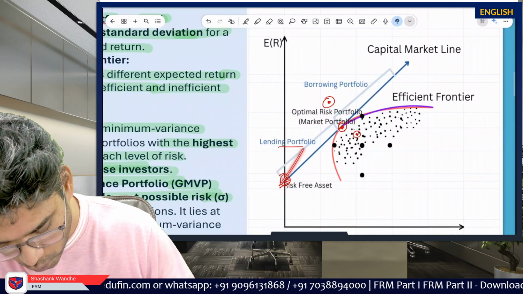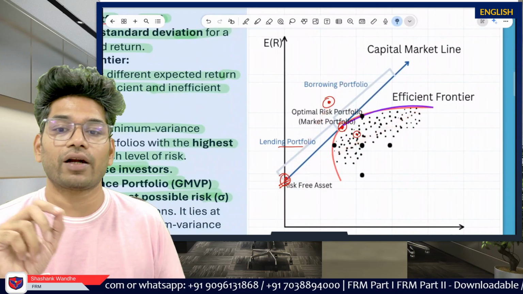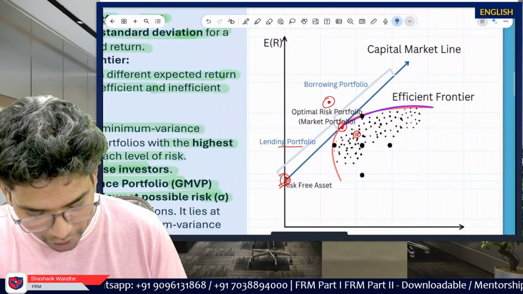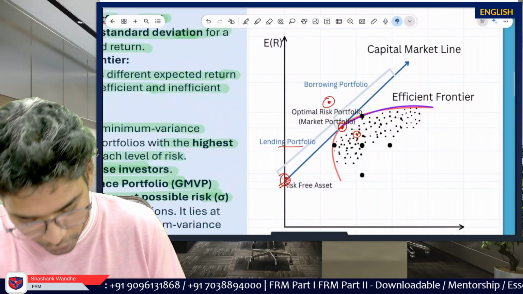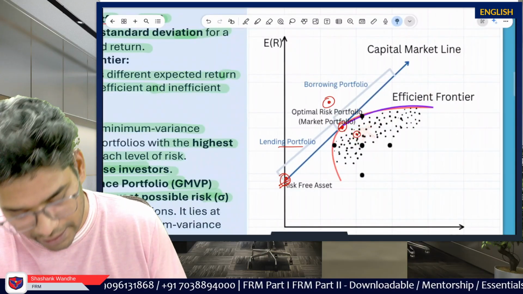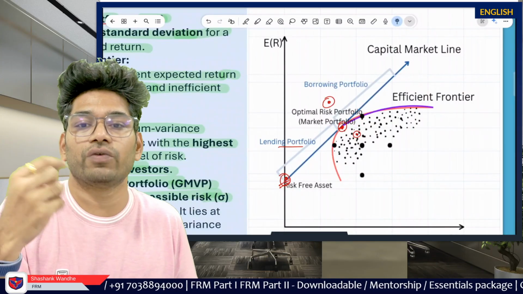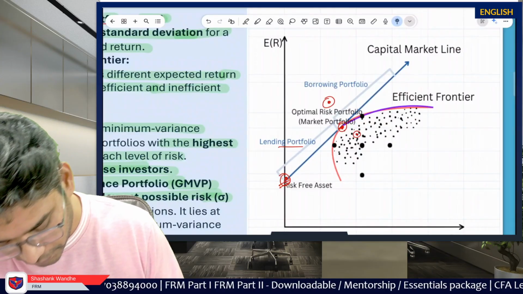Now, the question is why this and this are not considerable. Remember, if you want to create your capital market line with this particular portfolio, no one is going to invest in this. People will prefer this particular portfolio, right? Because it is not giving you the optimal allocation.